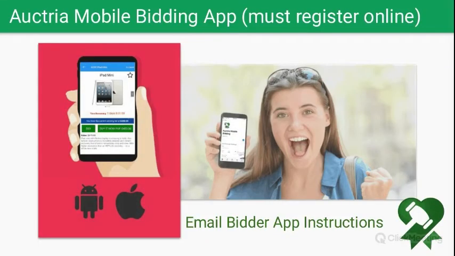The Auctria app really does go hand in hand with your online auction. This is designed as a bidding tool, not as an admin management tool. So you can think of it as kind of a digital bidding handle. So bidders register online, download the app, and then they can see everything on the mobile app. And the mobile app is available for both Apple and Android devices.